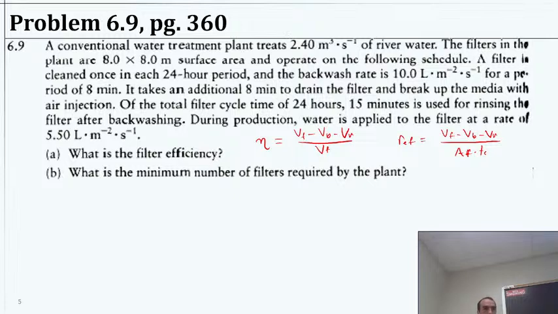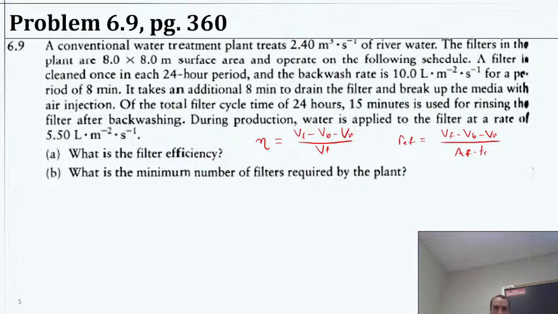Time. Almost done. Was that a yes, more time? All right.